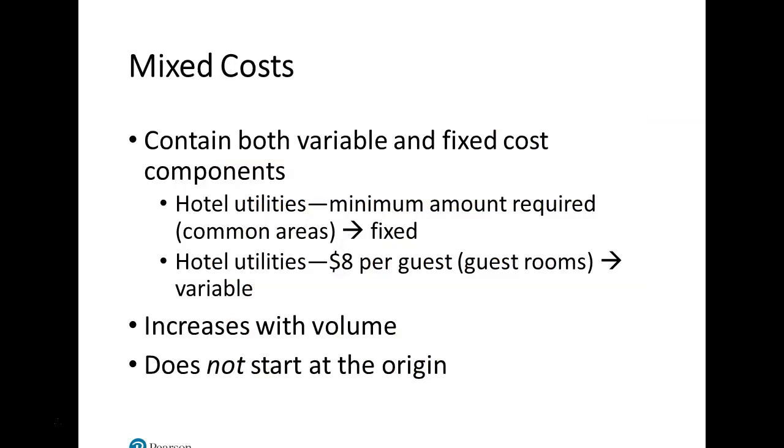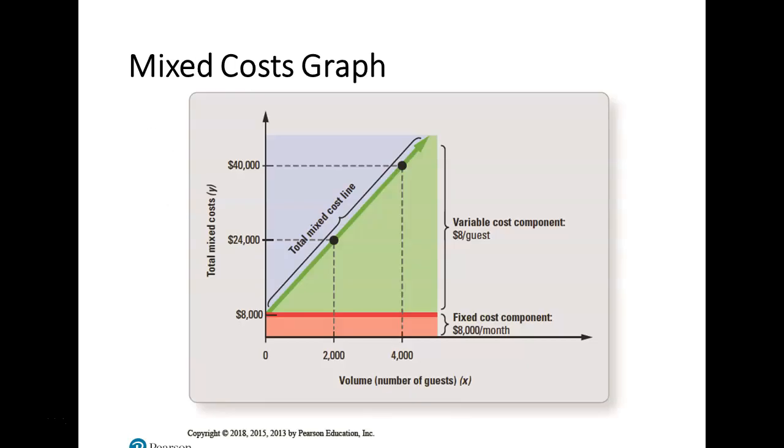Here is an example. In the hotel industry, you have fixed costs, which are going to be your common areas, possibly your rent or whatever. And then you have your utilities at $8 per guest. Depending on how many people are in your hotel, certain costs are going to be directly associated with that: toiletries, utilities, and so forth. So mixed costs have a combination of fixed and variable costs, and that's most important.